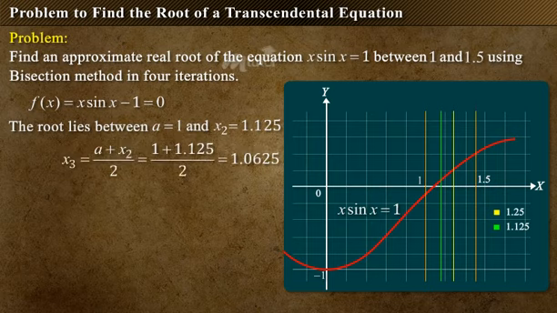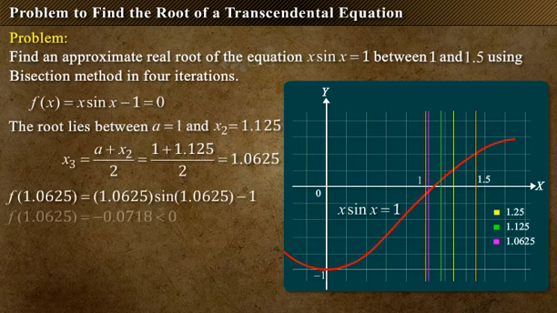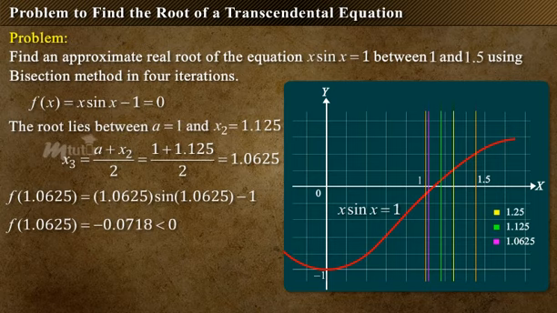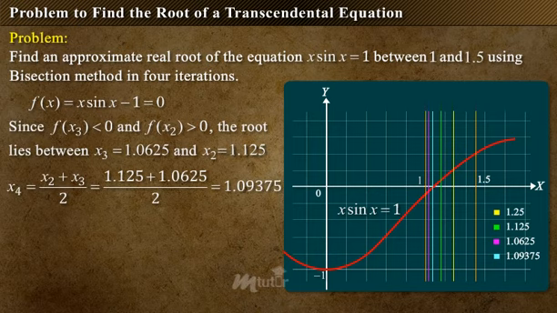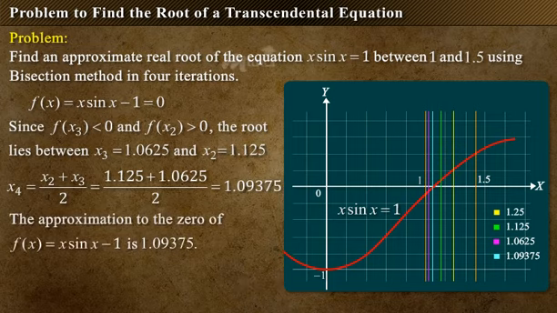The third approximation of the root x3 and value of f of x3 are displayed on the screen. Since f of x3 is less than 0, the root lies between x2 and x3. The fourth approximation of the root, x4, is displayed on the screen. Hence, the desired approximation to the zero of the given transcendental equation is displayed on the screen.